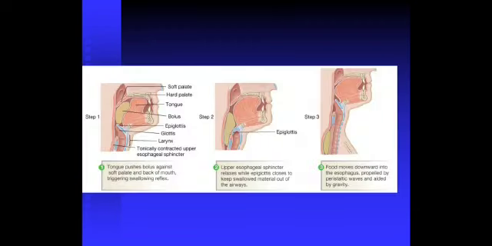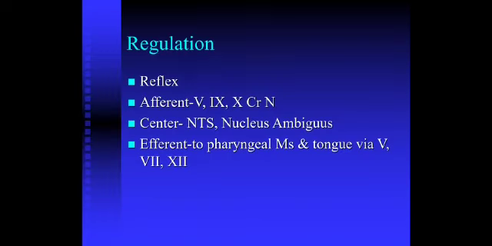So you can see the tongue pushes the bolus against the buccal cavity. The upper esophageal sphincter relaxes while the epiglottis closes, preventing the food from entering the airways. And finally, the esophageal phase: the food moves downwards into the esophagus, propelled by the peristaltic wave and aided by gravity.